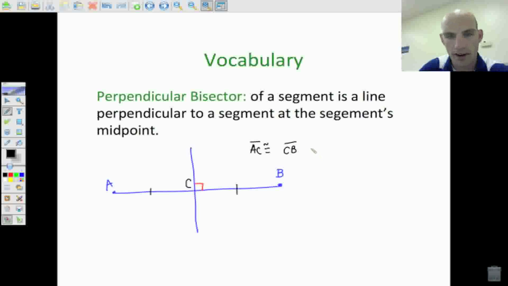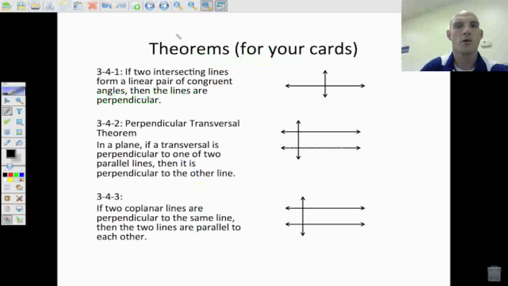Okay? Or I could say AC is equal to CB, because here I'm talking about the length and here I'm talking about the actual figure itself. So that's how this works. When I look at these theorems, here's what I'm actually looking at. If two intersecting lines form a linear pair of congruent angles, then the lines are perpendicular.